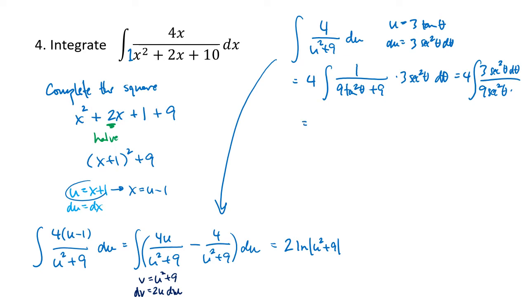3 divided by 9 is 1/3, so we'll take that 1/3 out of the fraction, and so I just have 4/3 times the integral of d theta, which is 4/3 theta. So that's 4/3. What was theta? Well, u was 3 tan theta, so theta is inverse tan of u over 3.